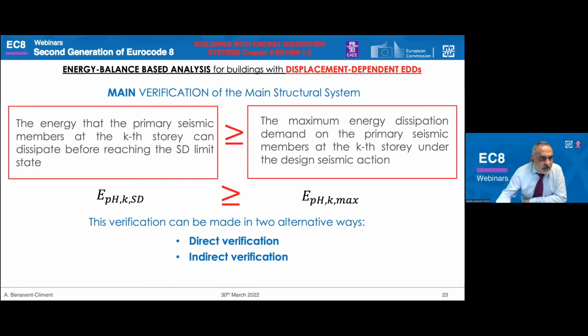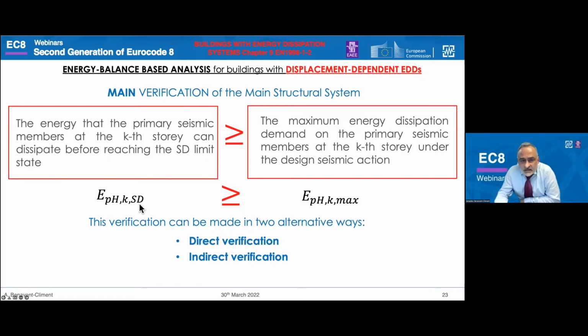The energy dissipation capacity, that is the main verification concerning the main structural system at the K story, is done as follows. We calculate first the energy that the primary seismic members at the K story can dissipate, the amount of energy that these elements of this story can dissipate before reaching the significant damage state.